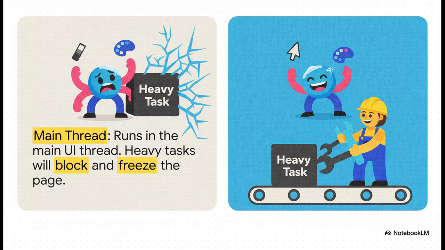For that, we can basically hire an assistant chef. A web worker runs your JavaScript on a completely separate background thread. This is a total game changer. You can offload all that heavy lifting to the worker, and the main thread is totally free to keep the UI feeling smooth and responsive.